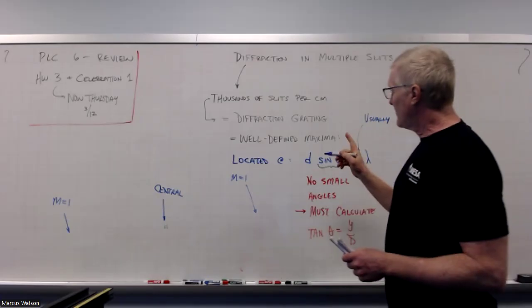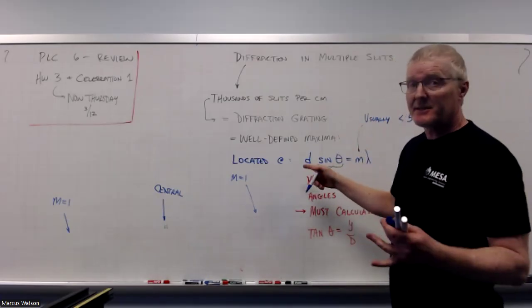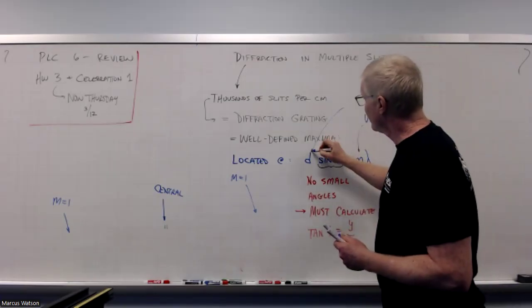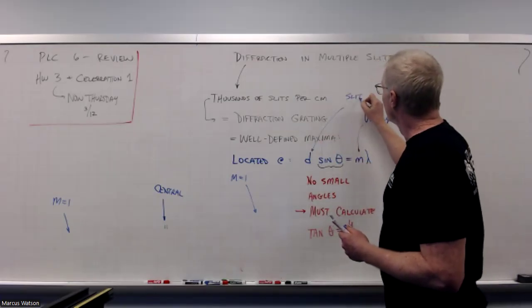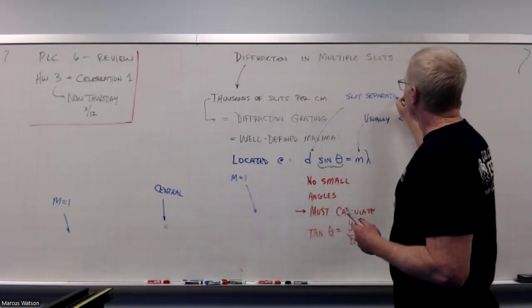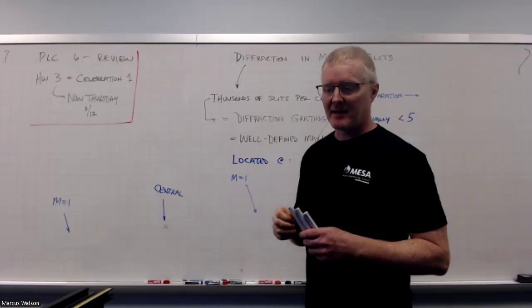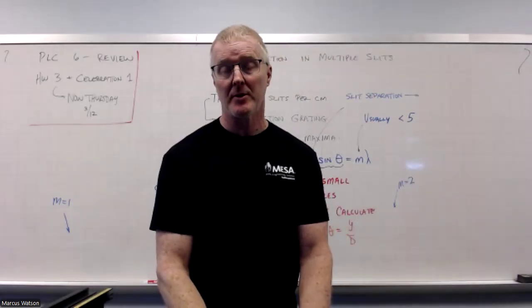Okay. Now, that's one thing. One other thing is, what are we using for this little d? It's still the slit spacing. This little d is still the slit spacing. But we have to now calculate this. The slit separation is not given in diffraction gratings.